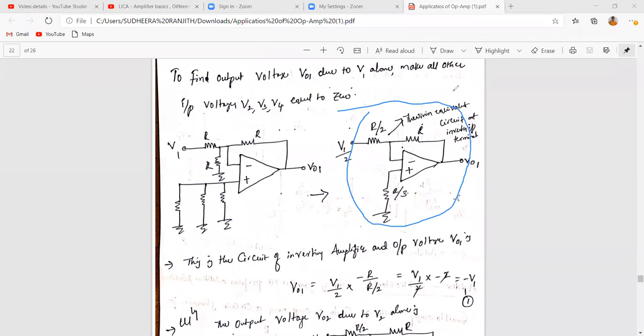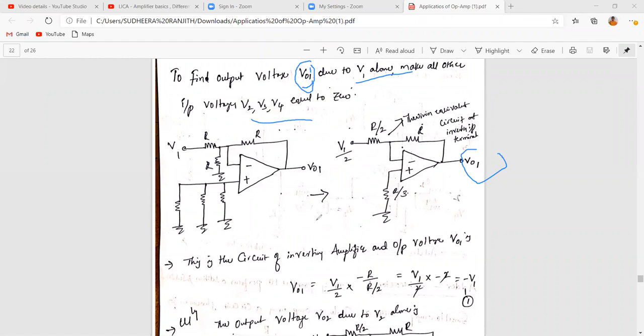You are correct. Tell me what is the circuit here after doing the modification, right? Inverting amplifier. Here the circuit is inverting amplifier. What is the output here? V01. We assumed when V1 is active, V2, V3, V4 are inactive, we are assuming the output is V01.